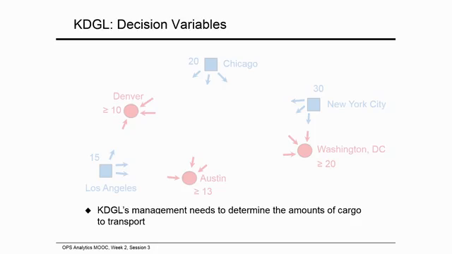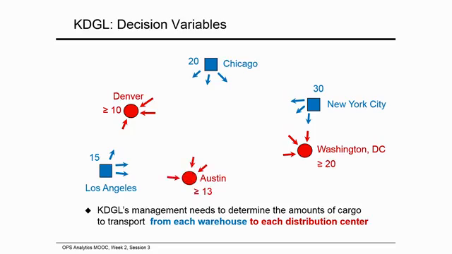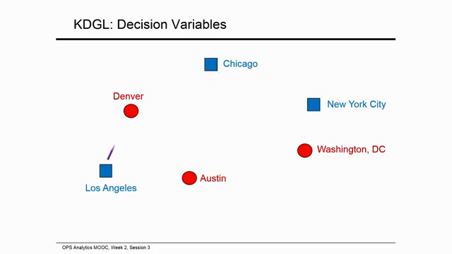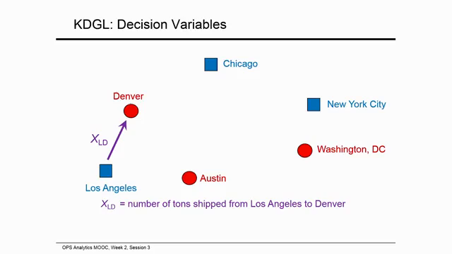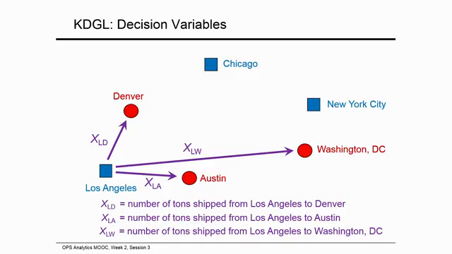Let's start with decision variables. The company needs to determine how much to ship from each warehouse, like Los Angeles, Chicago, and New York, to each distribution center, Denver, Washington, D.C., and Austin. So let's assign one variable, XLD, to stand for the amount shipped from Los Angeles to Denver, and another one to describe the amount shipped from Los Angeles to Austin, and the third one to denote the amount shipped from Los Angeles to Washington, D.C.